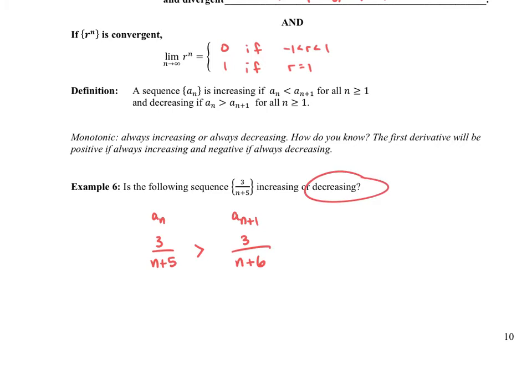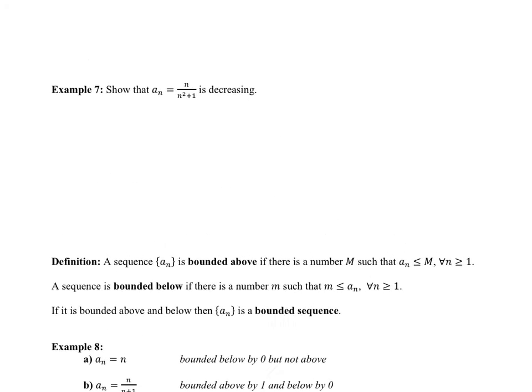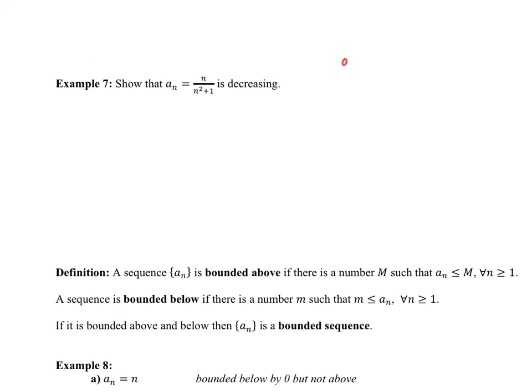Now we could also test the first derivative. I'll show you that on the next example. So for this next example, if we were to analyze this in a similar way that we did example 6, we have the a sub n term and we have the a sub n plus 1 term. And you can see that this is a much harder comparison because we have n's in both the numerator and the denominator. And so the question is, which one is larger than the other? And it's harder to determine that compared to example 6.